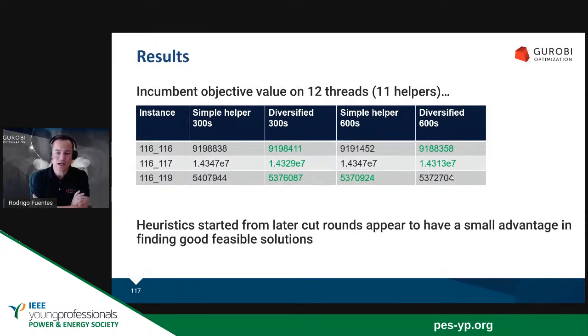If we do that, look here, we have a few MISO instances where we're using one main thread and 11 helper threads with submips. And here we have the objective function that we find with time limits of 300 seconds and 600 seconds, that is 5 minutes and 10 minutes. You find that when we use a diversified approach, the objective solution value is better in most cases, except in the last row, the case 116_119. So it helps, but not in all cases. It does have an advantage when we use this probabilistic way of starting our helper functions.